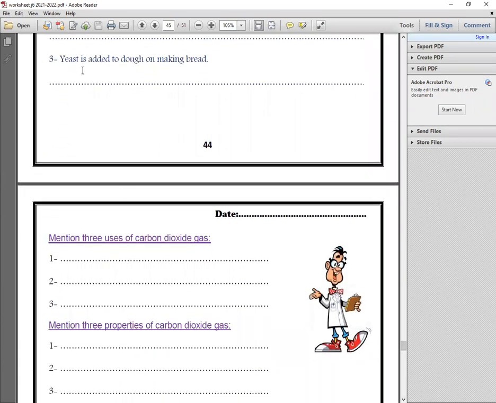Number 3, yeast is added to dough in making bread. Why is yeast added to dough in making bread? To produce carbon dioxide gas. We must add yeast to dough in making bubbled bread to produce carbon dioxide gas during the fermentation process, so that it makes the bread porous and tasty.